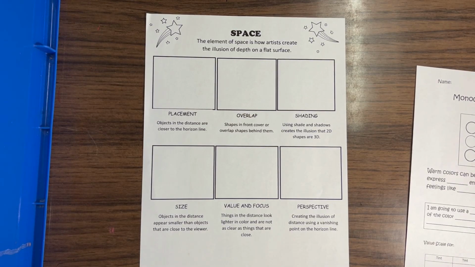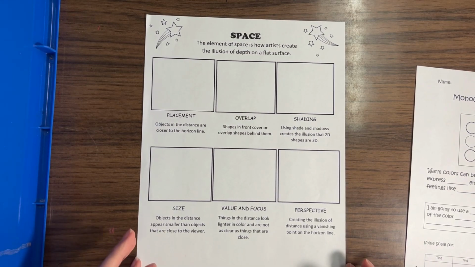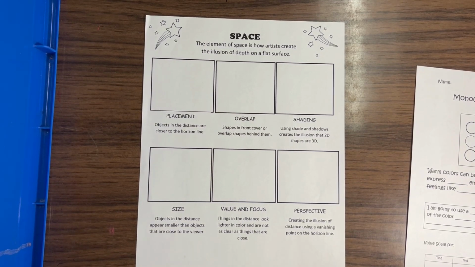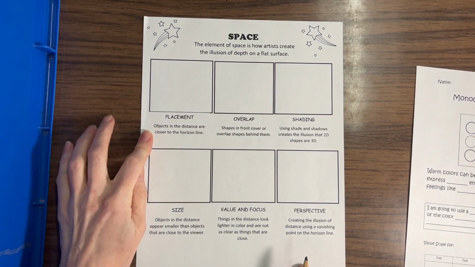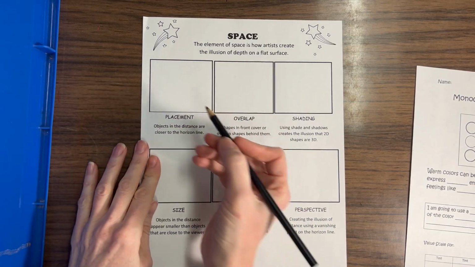Okay, so in this video, we are going through the concepts that we just learned in the video we watched about space and the different techniques to create three-dimensional space on your 2D flat surface. So the first one is placement. Objects in the distance are closer to the horizon line. So the first thing that we need is the horizon line.